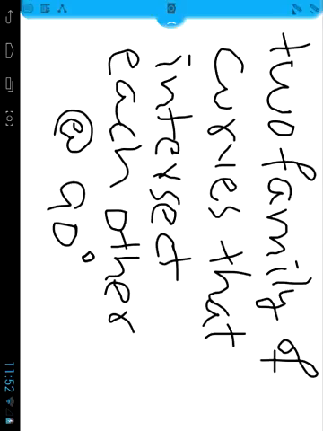So there will be a bit of question or confusion in your mind: why am I using the word family of curves? Why am I not using two curves that intersect each other at 90 degrees? Well, there is a bit of confusion in most people about what is a family of curves and what is a curve. So I'm just going to clear it out.